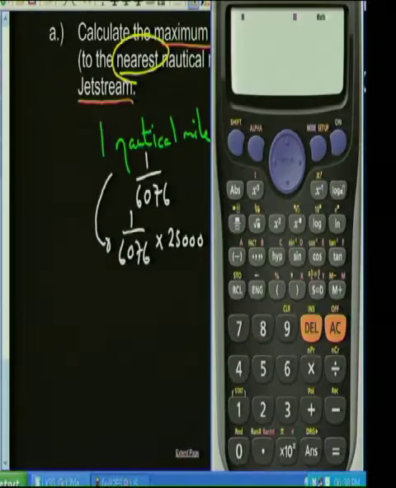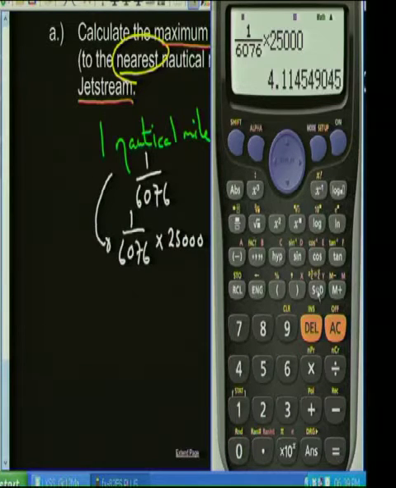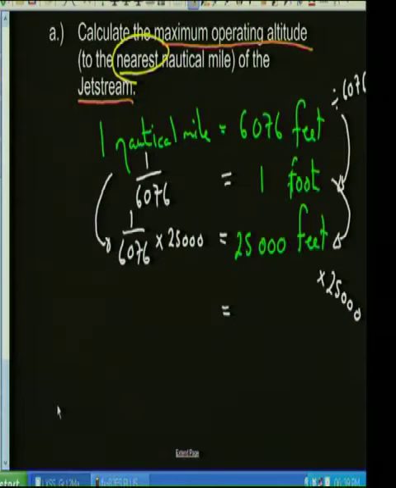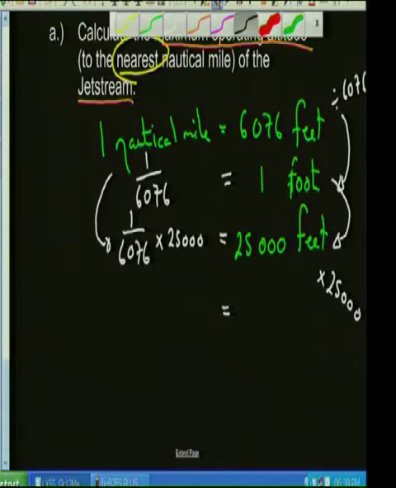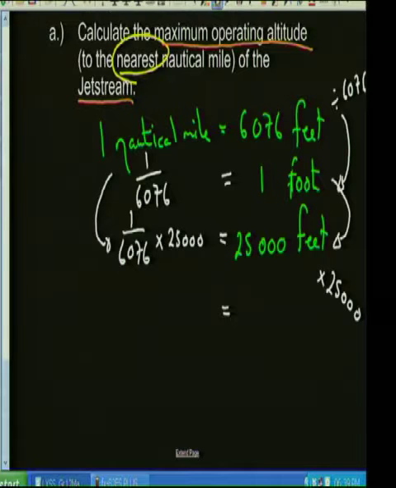Now guys, this brain in here is a little bit small. Doesn't work properly. It needs a calculator. And that's what I'm going to bring up right now. So we bring up our calculator and I say, right, fraction button. 1 over 6,076 multiplied by 25,000. Equals, and there's my answer there, 4,11 something. So let's write it here. 4,11 something something something nautical miles.